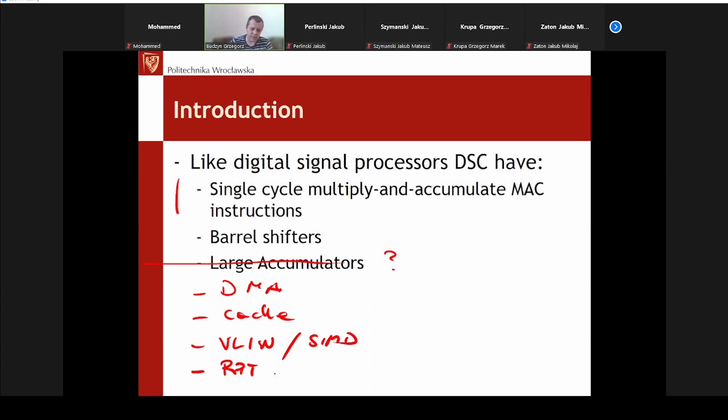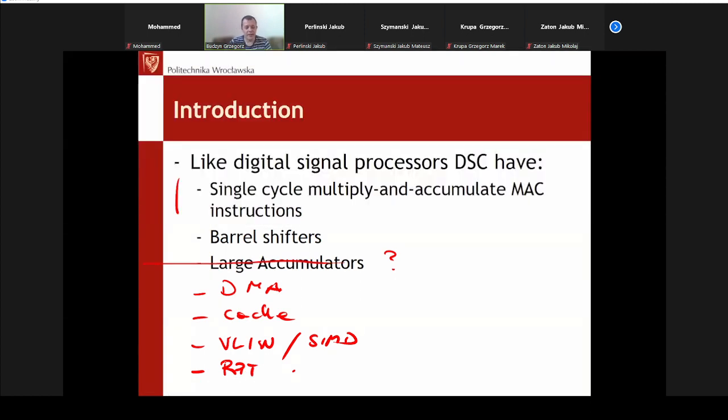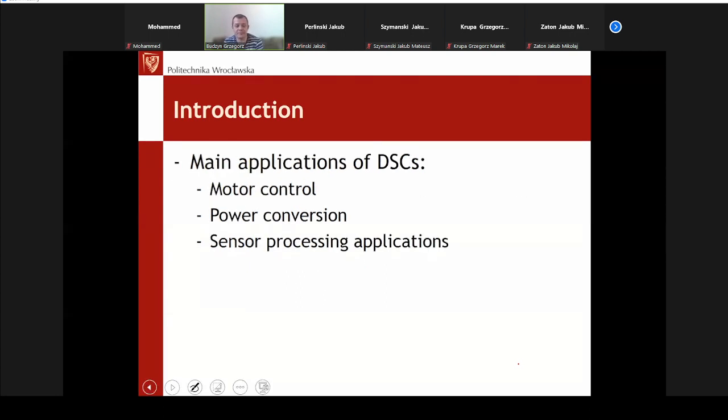They also have the addressing modes sometimes. The special addressing is also something that in some DSCs on the market is added to the classic basic microcontroller functionality to form the DSC. So those features are here.